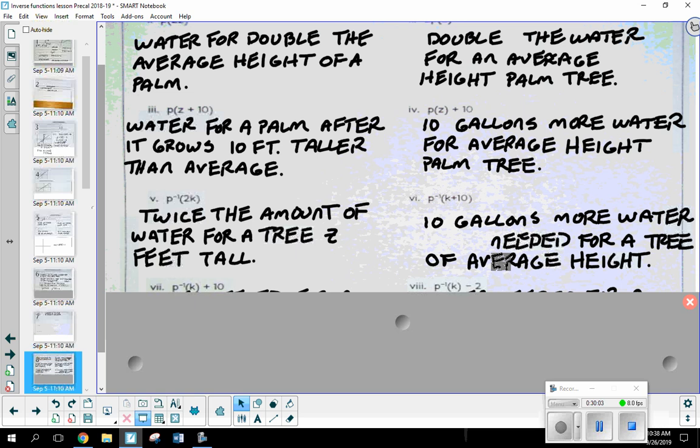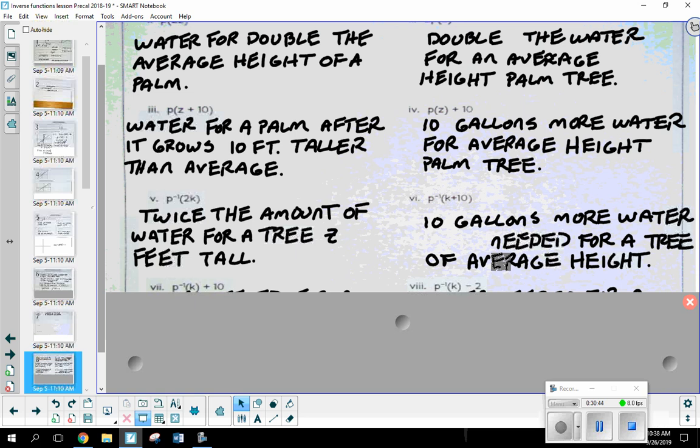Starts with a P. I tried to form it with my hands, not very well because I have a calculator. Parentheses. Okay, the input goes in the parentheses. We said that's the water. We get out the height. So this plus 10 is outside the parentheses. So what is it affecting? Height or water? Okay, so what are we doing to the height? Okay, so a palm tree 10 feet higher than average.